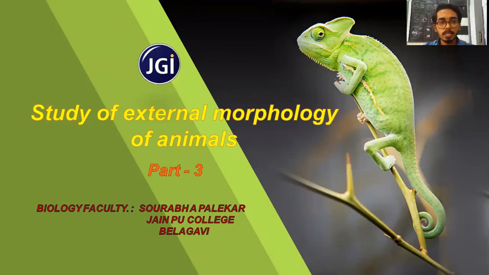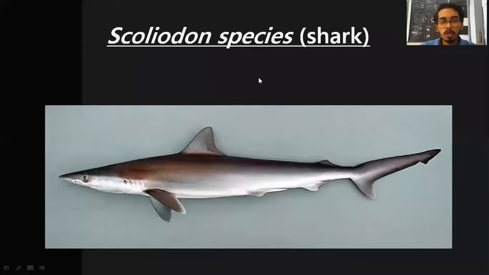In today's practical, we are going to study the external morphology of animals. In this third part of this experiment, we'll be studying the different classes under the phylum Chordata. So let us study the specimens one by one. Moving on to the first specimen is Scoliodon species, also called a shark.